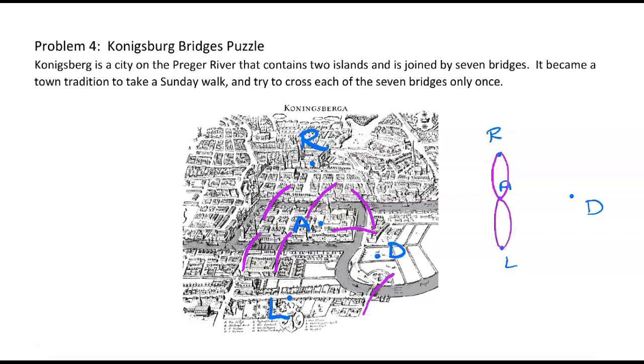The 5th bridge that connects to island A goes to island D. So we'll draw in a single edge from A to D. The last 2 bridges connect island D to the right side of the river and the left side of the river. So we need an edge from R to D and an edge from L to D. And now we have a graph to represent this scenario. Let's move on to our last problem.